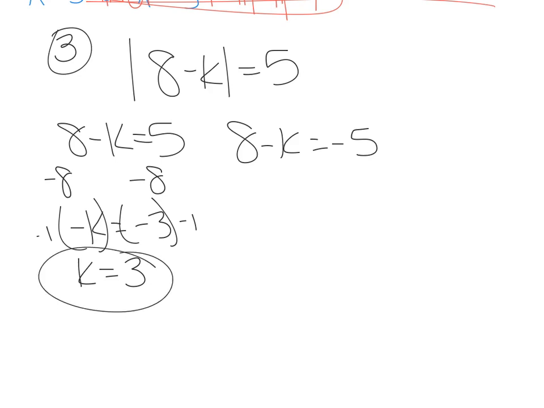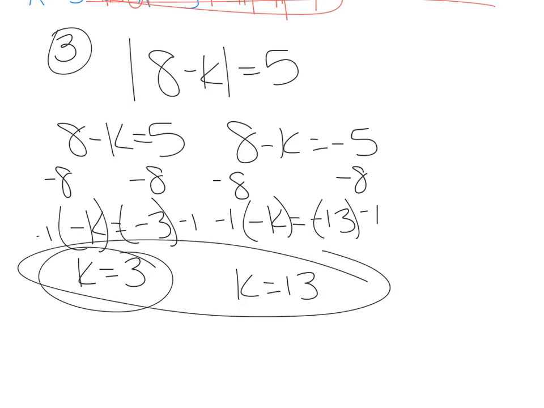So k could be 3. Or we're going to follow the same steps in that second equation. Subtract 8 from both sides. So I have -k equals -5 minus 8, which gives me -13. Once again, I don't want a -k. I need a positive k. So k could be 13. So 3 and 13, yes?